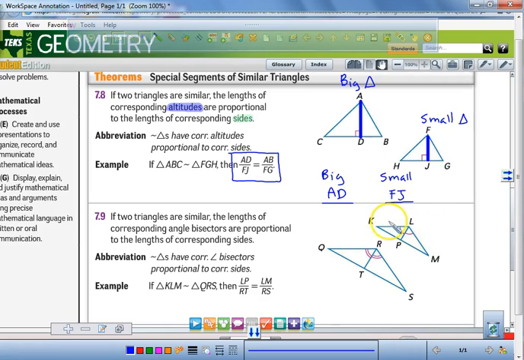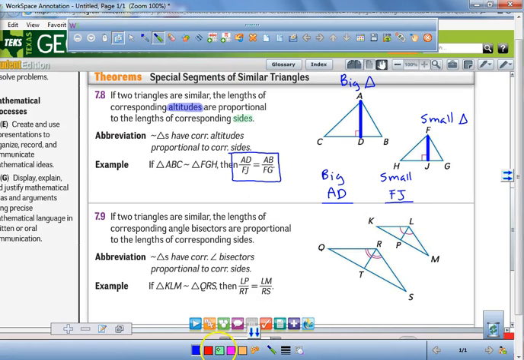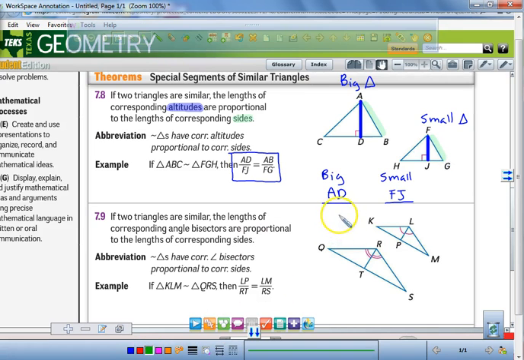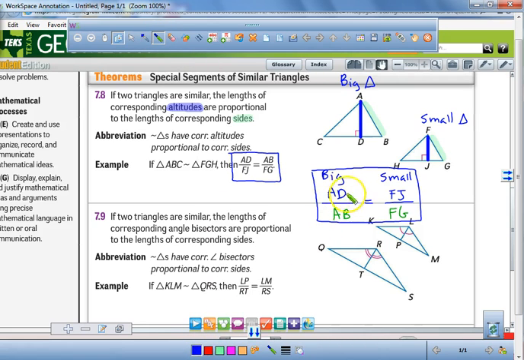Now, over here, it gives us some corresponding sides. The sides that they use in the book are the distance from A to B, which corresponds to the distance of F to G. So what I'm going to do down here is write A to B and F to G, and I'm going to set up my proportion this way. So how did I set up my proportion? I compared one altitude to the other altitude, and then I compared one corresponding side to the other corresponding side.